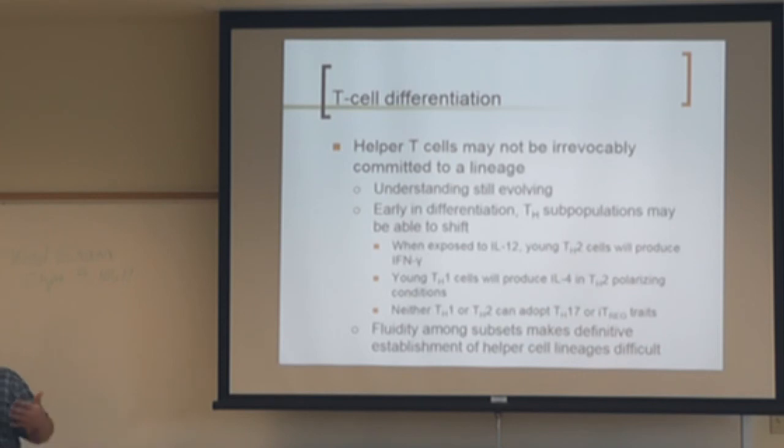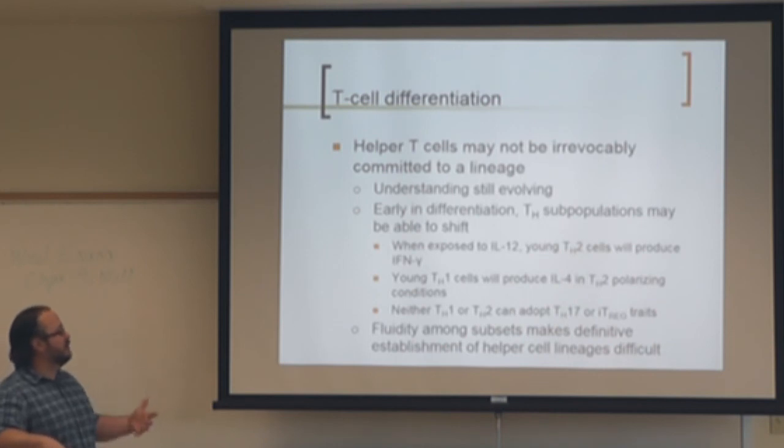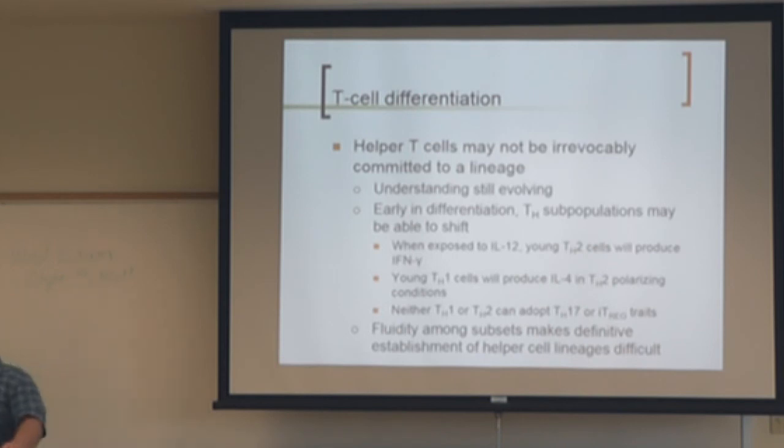Here's just a bullet point also saying that just because we have a Th subset of cells doesn't mean that they can't revert to a different one. There's a lot of research showing that T cells are a little more fluid with what they become. A Th17 might be able to become a Treg or vice versa. So you might get some floating between Th1 and Th2, or between these two, but not necessarily a Th1. Again, the Th1s look a lot like Tregs.